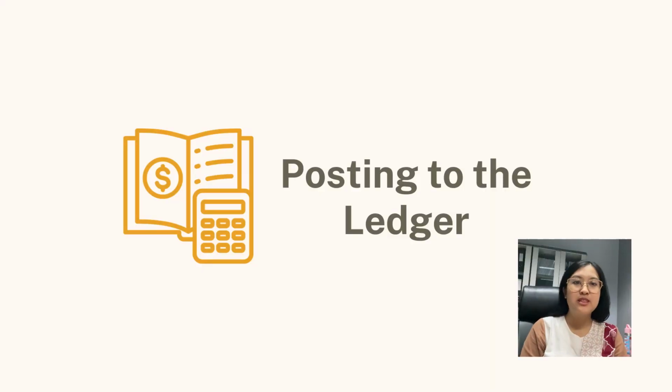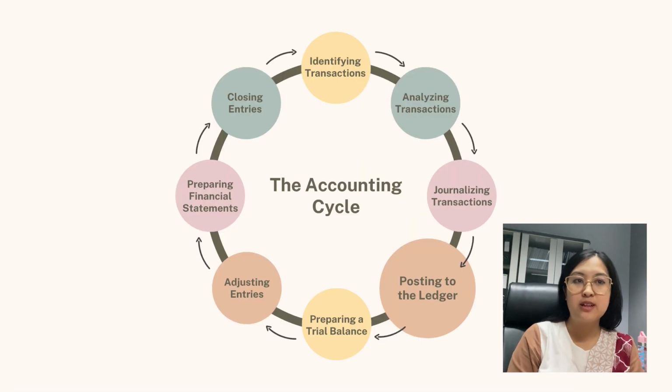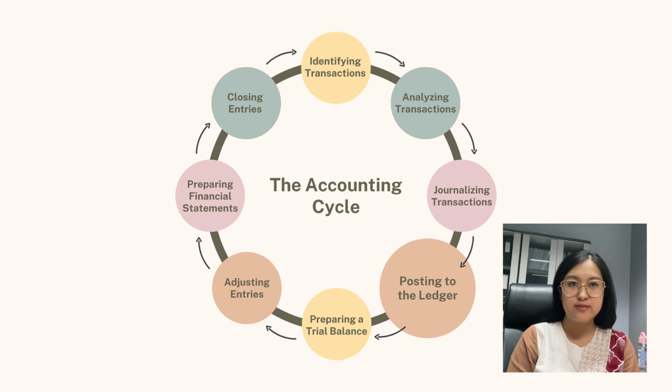Fourth, posting to the ledger. The information from the journal entries is then transferred to the appropriate accounts in the general ledger. This process keeps a running balance for each account, providing an up-to-date snapshot of the financial position.